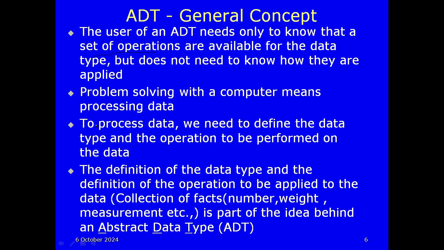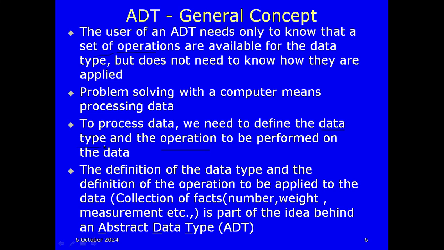So to process data, we need to define the data type and the operation to be performed on the data. These two things are very important if you are going to process data. First of all, you have to define the data type and then what operation is to be performed on the data. These two things together we call ADT.